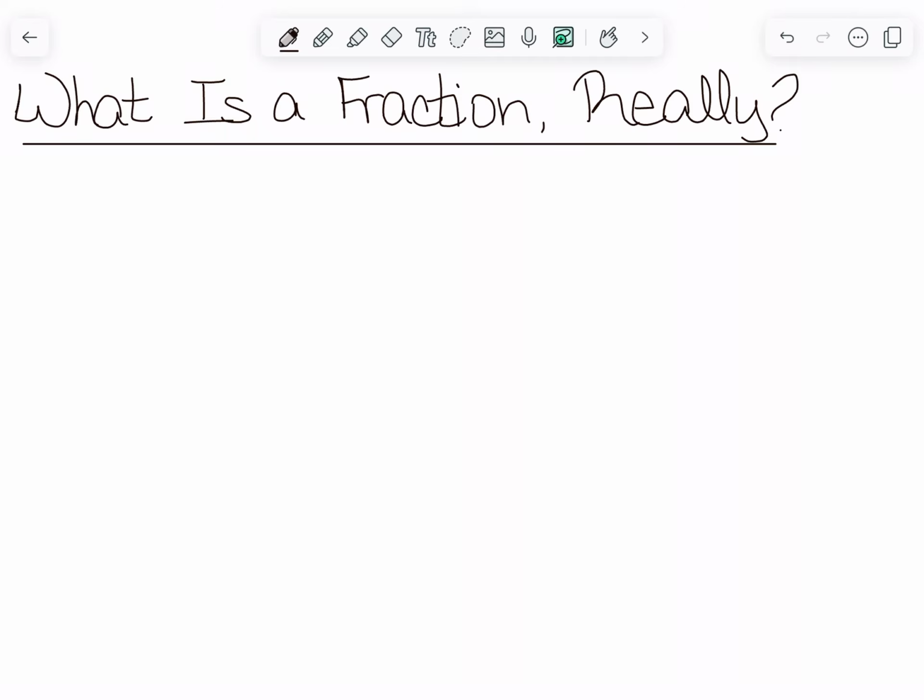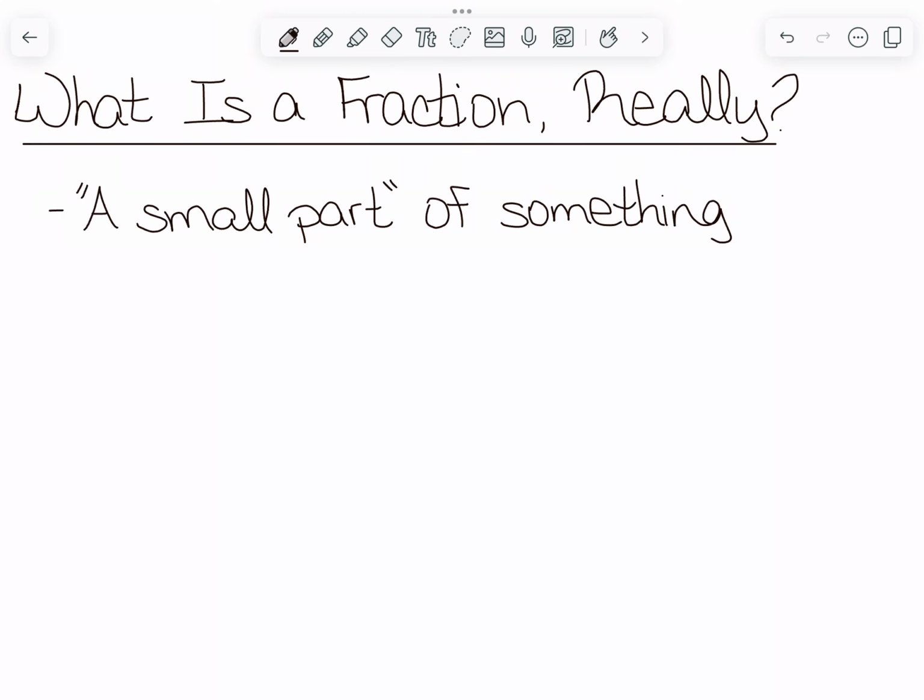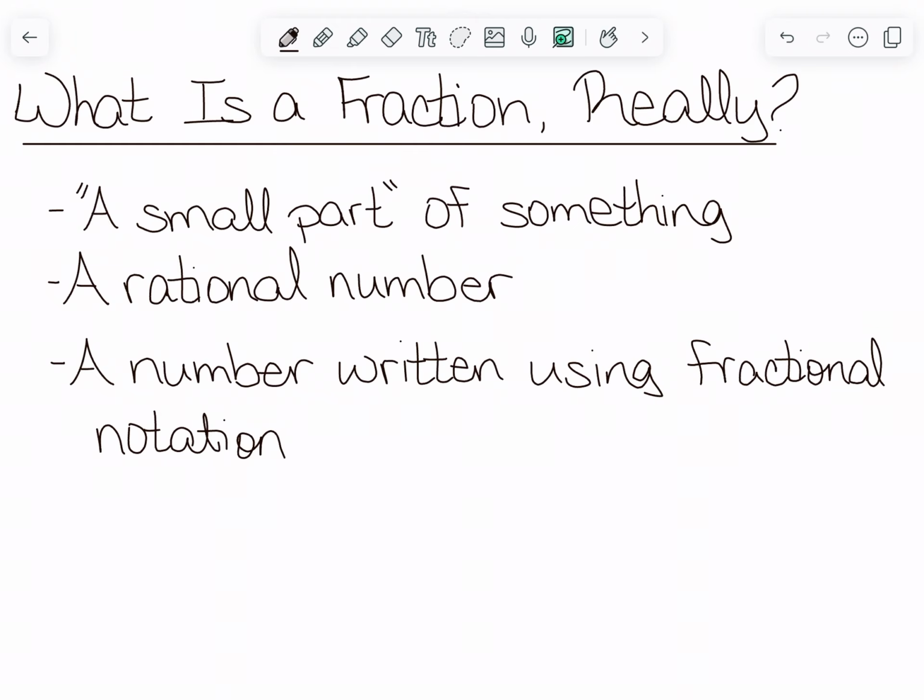Now that we have the idea of a rational number, let's look at the word fraction. The word fraction can actually be used in many ways. Sometimes it means a small part of something. Sometimes it means a rational number. Other times, it might be a number written using fractional notation.